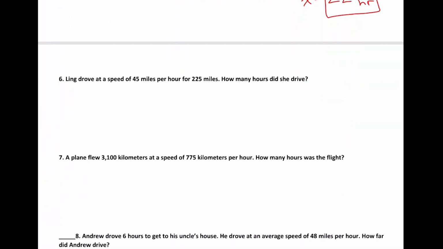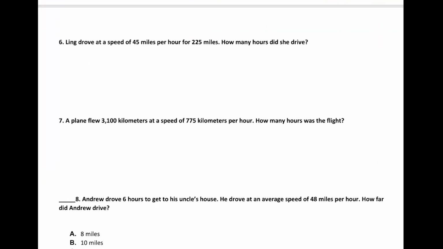Number 6 says Ling drove at a speed of 45 miles per hour for 225 miles. How many hours did she drive? So Ling was going 45 miles per 1 hour. So 45 miles in 1 hour is equivalent to 225 miles in x hours. So this is actually the first time that x has appeared on the bottom. Don't let that throw you off. That could happen. It just kind of depends on what you're given and what you're being asked to solve for.